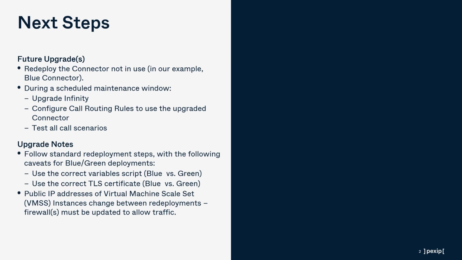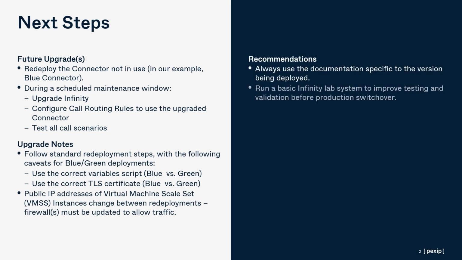The public IP of the connector load balancer will not change, but the public IP addresses of the individual VMSS instances will change. Therefore, it is critical to update firewall rules to cater for the updated addresses. It's vital to follow the documentation which is specific to the version you are deploying. Procedures could change between versions, and following an incorrect one will lead to avoidable issues.